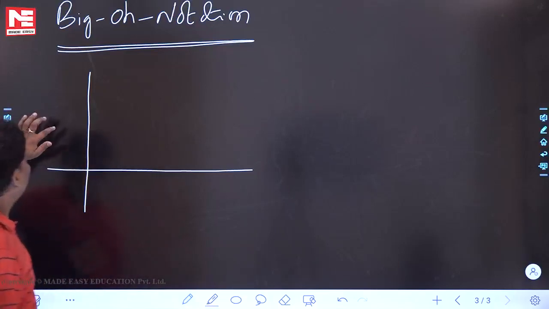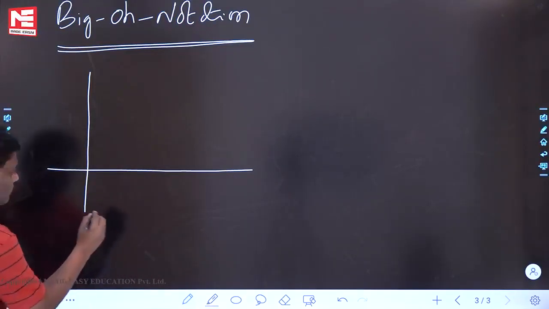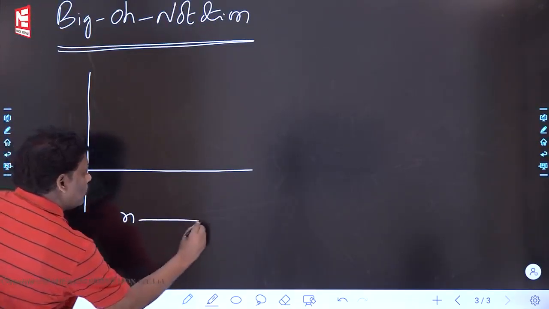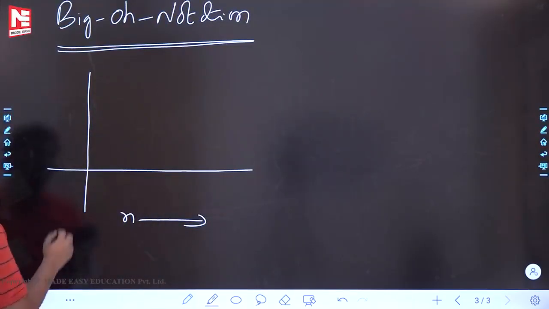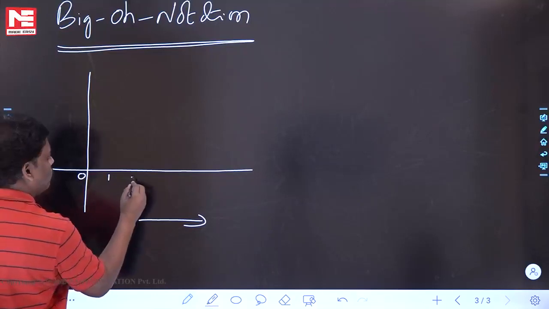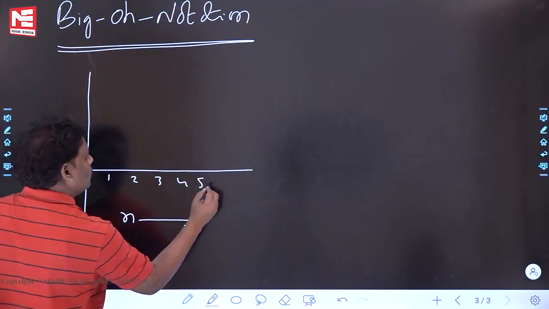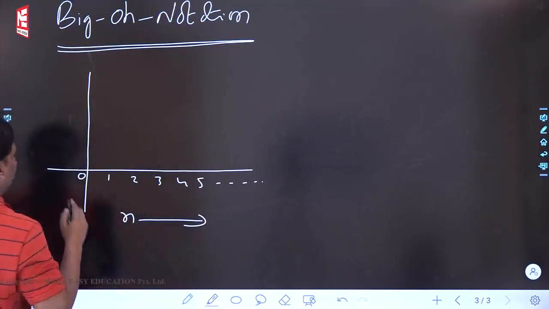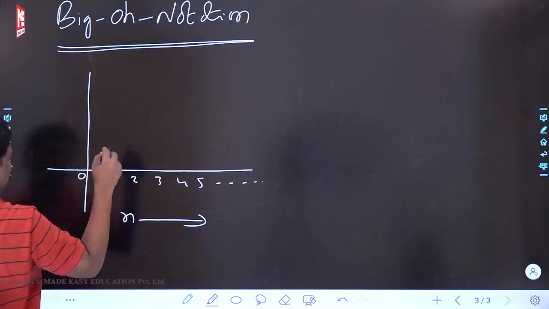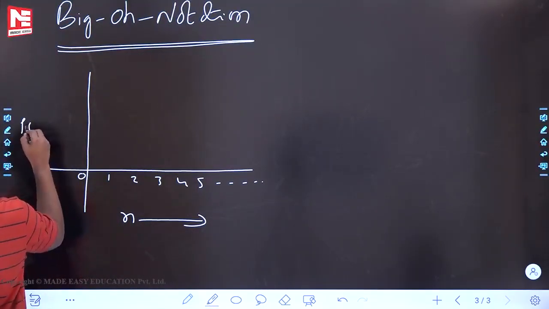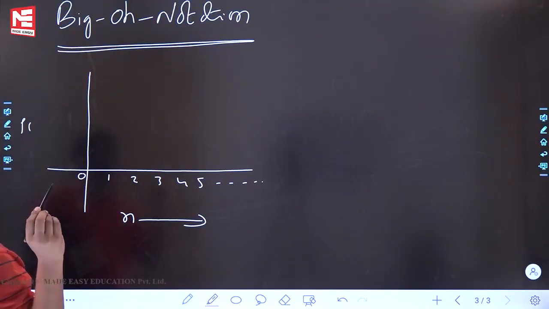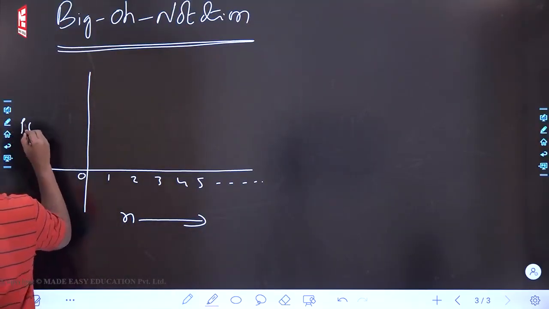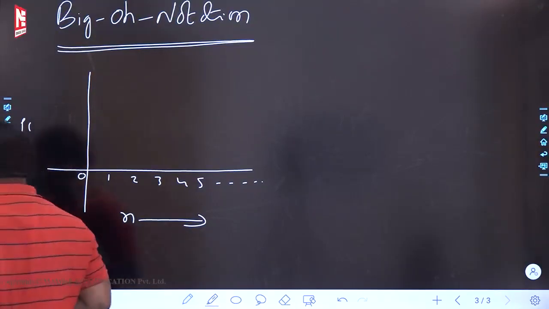See this big O notation. Here this is the x-axis, n values: 0, 1, 2, 3, 4, 5 and so on. This is the y-axis, f of n.